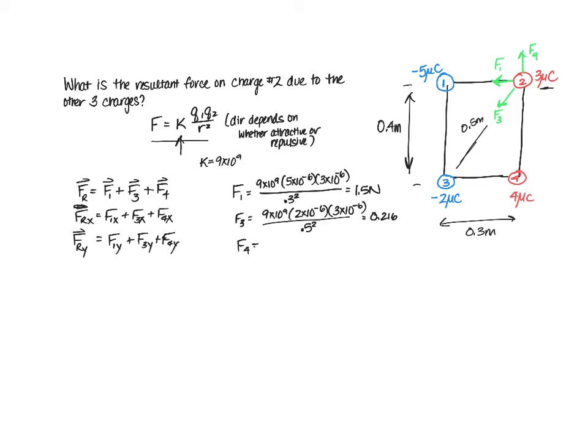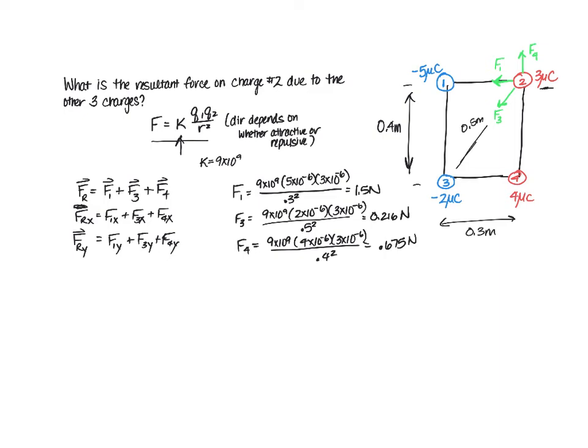So it makes sense. Finally, force 4, I'm going to be using charge number 4, charge number 2. And the distance between those is 0.4 meters. And that ends up to be 0.675. So all of these are the magnitudes of the forces.